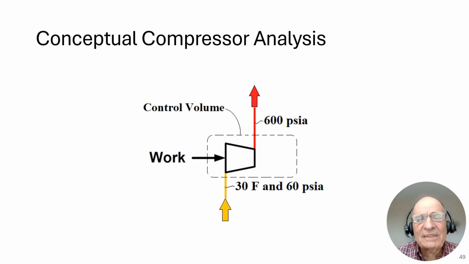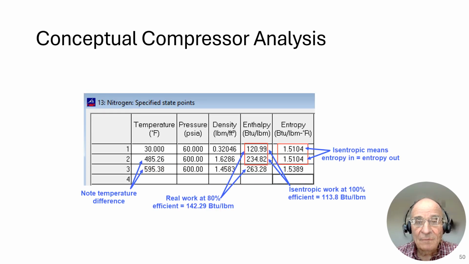Let's do the same exact thing for a compressor. In a compressor, we have a fluid going in at 30 degrees Fahrenheit and 60 psi absolute, and being compressed up to 600 psi absolute. Now realize that these values are just selected to show the concept. Let's take a look at what that would look like on a pH diagram and on a computational analysis.